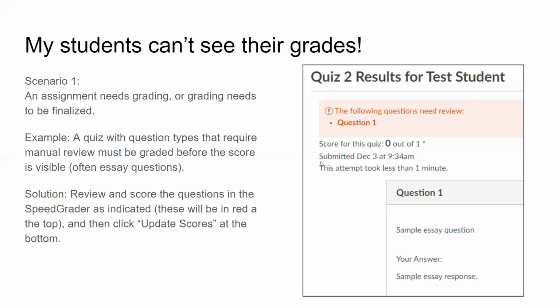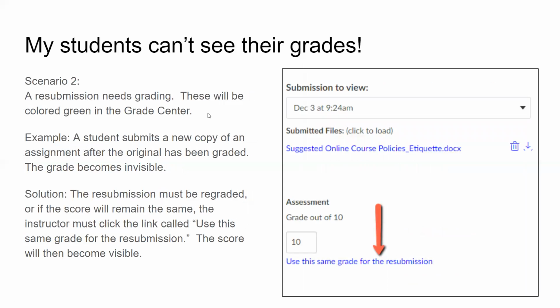This is just a snapshot of the screen you would see. You can see on the right here, you can see question 1. This is an essay question. It needs your review. So once that's done, you enter the points that have been earned and click the update scores button at the bottom. That will cause it to become visible to the student. Once all those are done, the quiz will be done being graded and then visible to the student. Okay. The second common scenario is a resubmission.